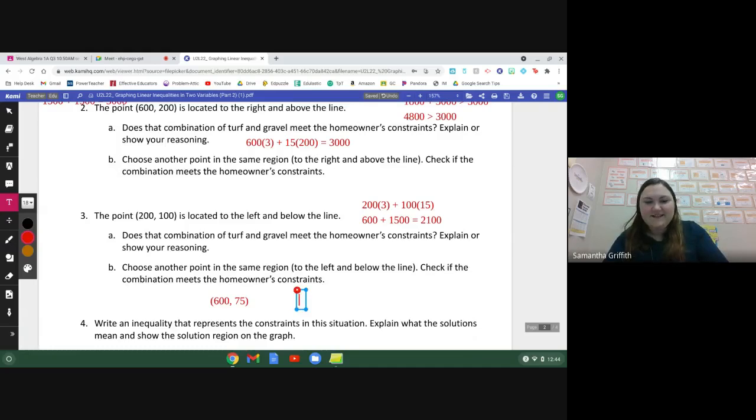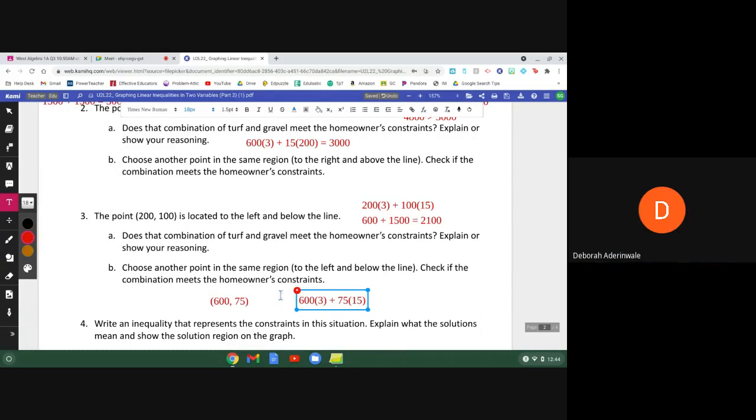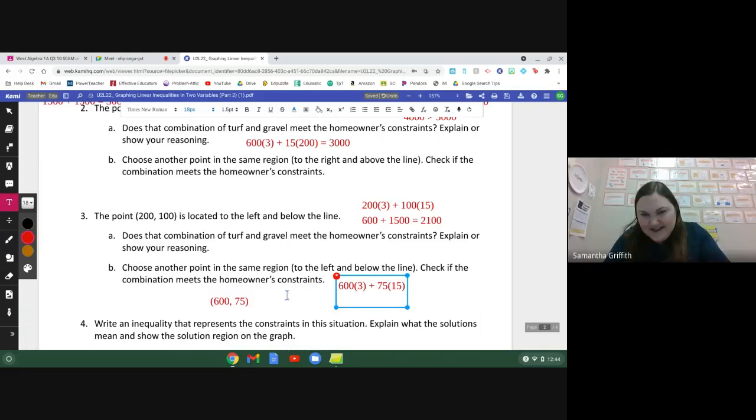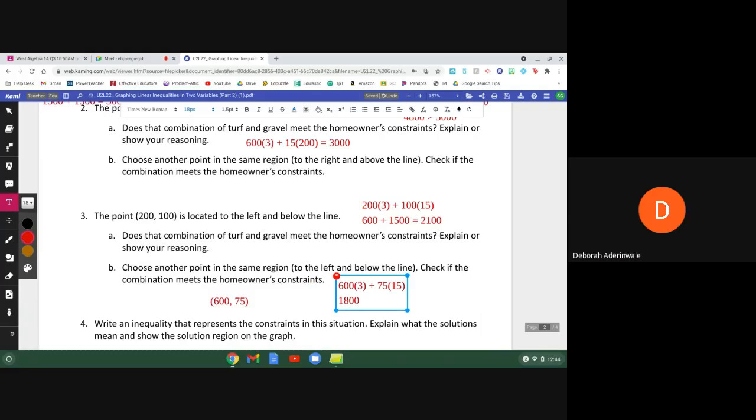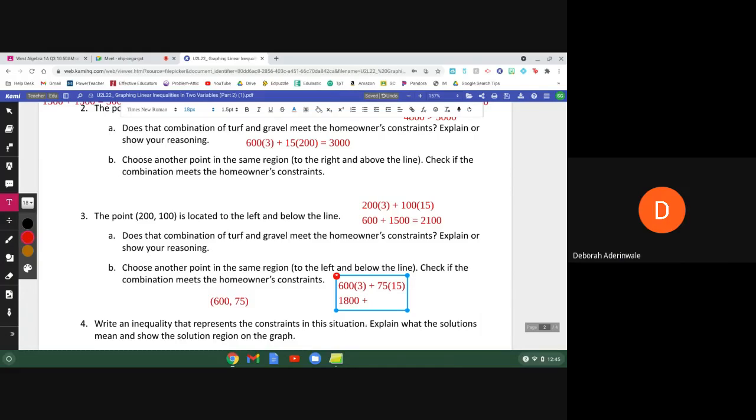That would be 600 times the 3 plus 75 times the 15. I know 6 times 3 is 18, so 600 times 3 is 1,800. 1,800 plus, and then 75 times 15. 75 times 15 is 1,125.